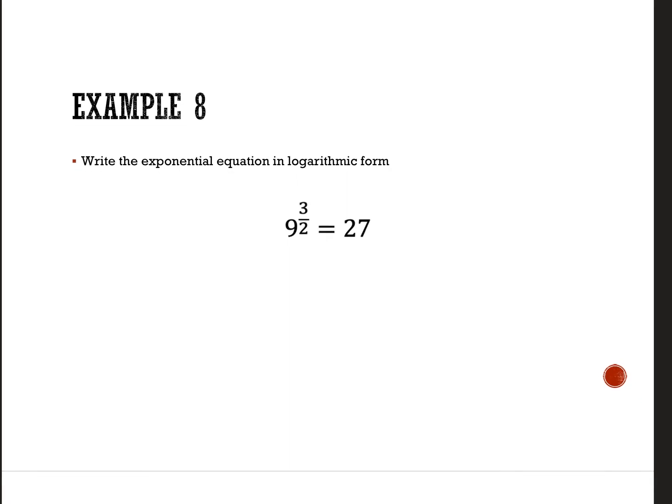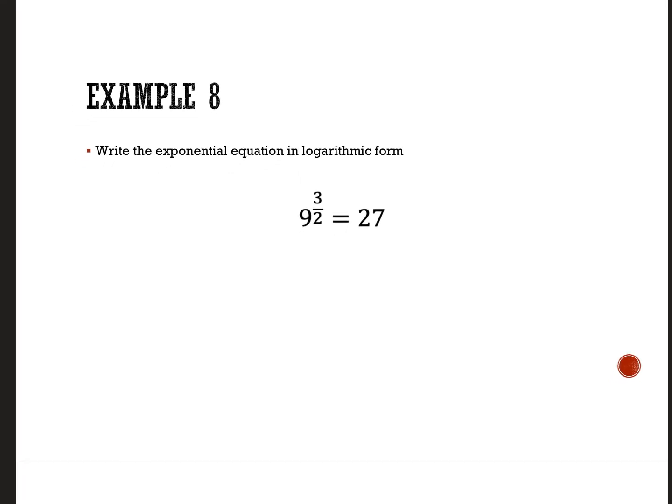Moving it up, let's try another. All right, again, we have a base, we have an exponent, and we have an answer. So in logarithmic form, the order is base, answer, equal to the exponent. Let's try another.